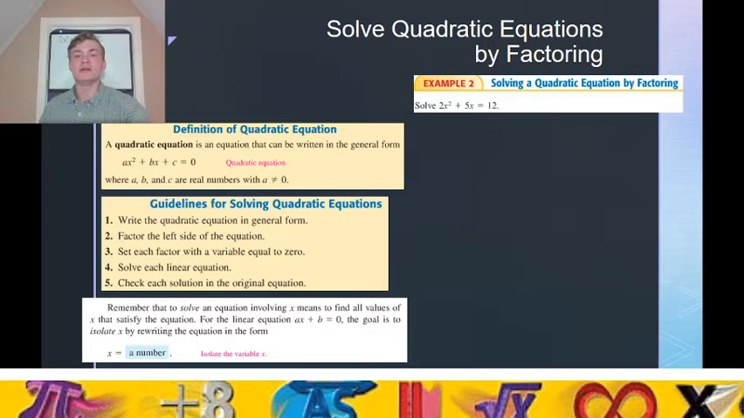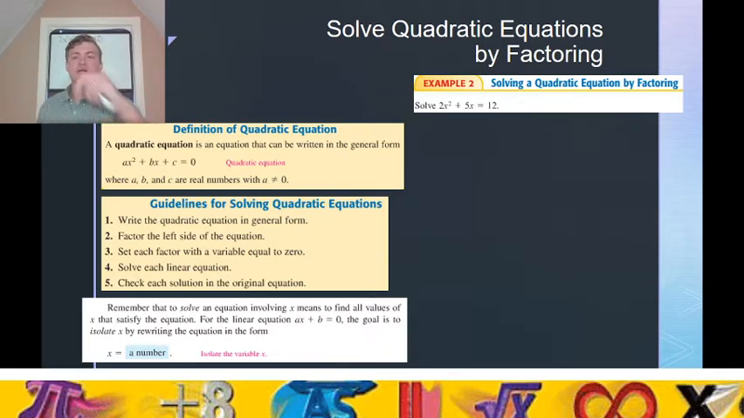Our equation here is 2x squared plus 5x equals 12. So let's think here about what we have. We have two terms on the left side of the equation. We have one term on the right. That one term on the right is 12. That's a constant. That is the c value for our definition of a quadratic equation.